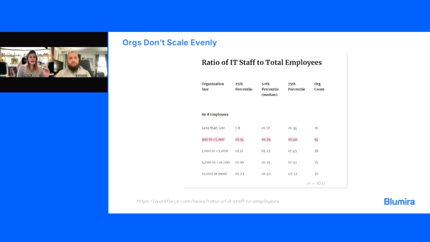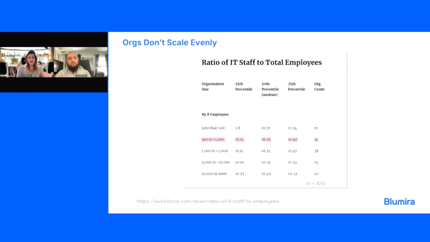And you see in a small organization, less than 500 total employees, when we're looking at those best performing organizations, we see the best ratio of IT staff to total employees, which can be a little bit confusing because oftentimes that is where the IT staff is also wearing multiple hats. So your IT person may also be doing other business functions as well, and that can skew the ratio.